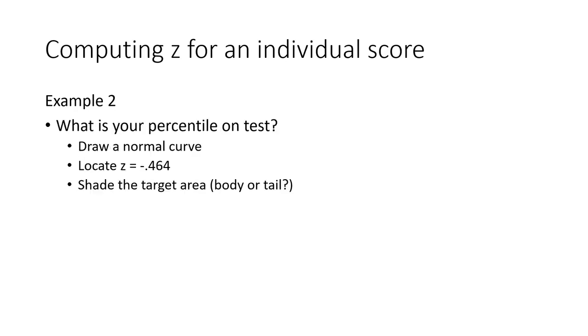And now you want to find your percentile. What percentage or what proportion of the population did as well as or worse than that? So draw the normal curve again, centered on 0, moving up and down in steps of 1. Locate where negative 0.464 is, and then shade the target area. Is it a body or tail? Go ahead and press pause and see if you can find that, and then find the probability in Appendix A.